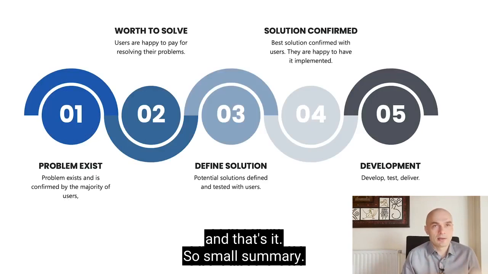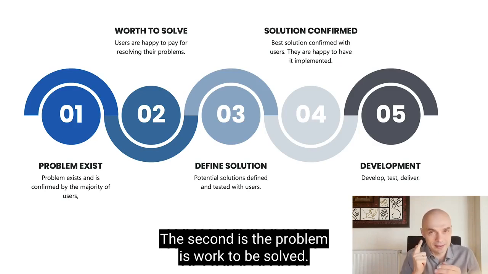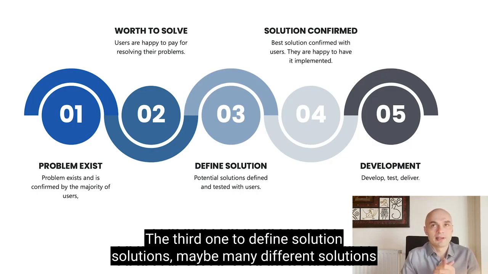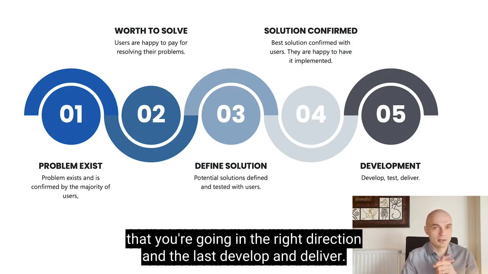And that's it. Yeah. So a small summary. First, the problem exists and it must be confirmed. The second is the problem is worth being solved. The third one, define solutions, maybe many different solutions to solve one problem. Test them, confirm with your users that you're going in the right direction. And the last, develop and deliver.